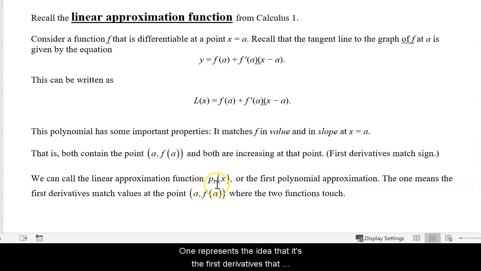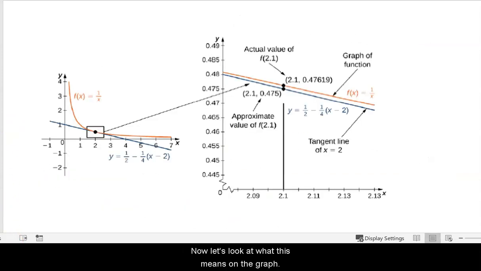The 1 represents the idea that it's the first derivatives that match values at (a, f of a), where the two functions are touching. Now let's look at what this means on the graph. On the left, you'll see a curve f of x, which represents the rational function 1 divided by x. It is a curvy function, though not as curvy as some. You will also see that they've chosen the point x equal 2 to serve as the a value.